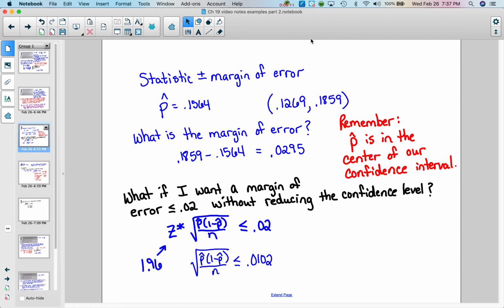And what I want to extend this to now is, remember that our formula for, let me add something to this.